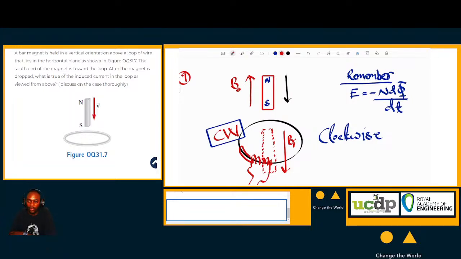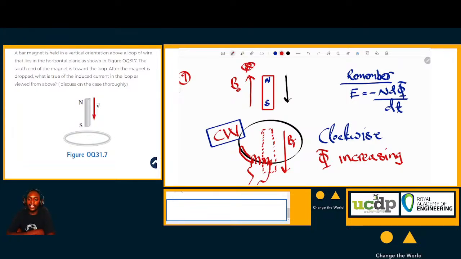So when it is falling towards the loop, you realize that the flux is increasing. So flux in the coil is increasing because the magnet is moving towards the coil. And if the flux is increasing, it means that the induced magnetic field inside the coil, according to Lenz's law, is going to be opposing the original magnetic field, which is initially pointing upwards, as shown there.